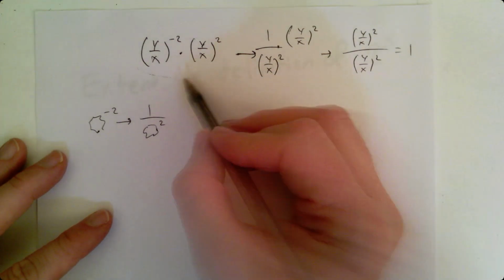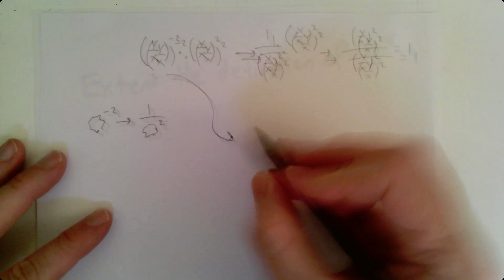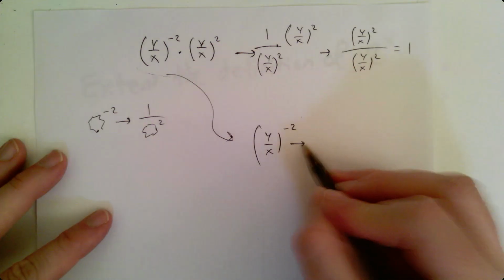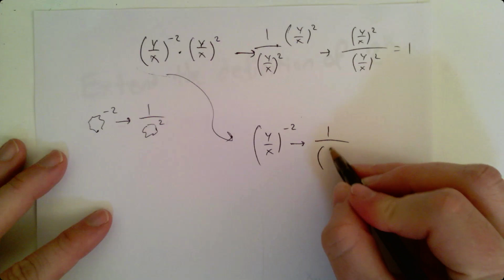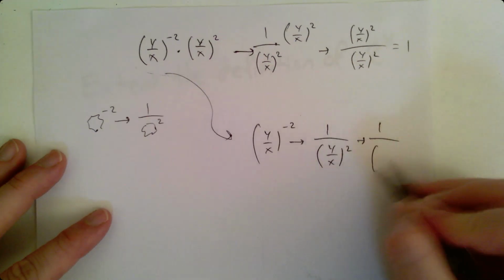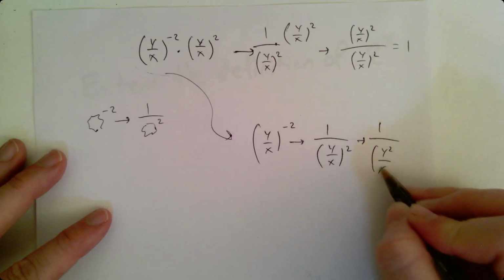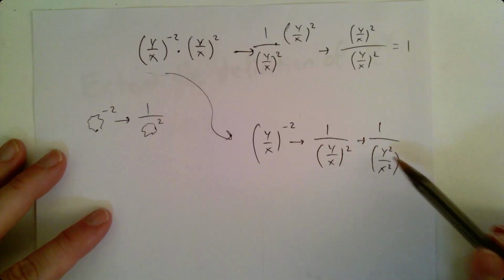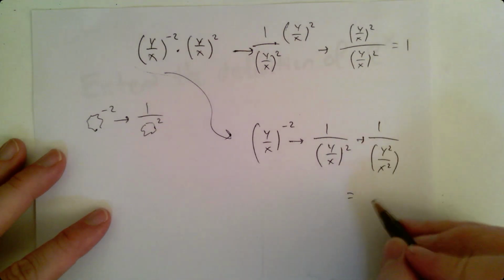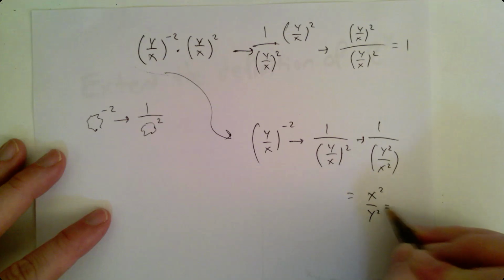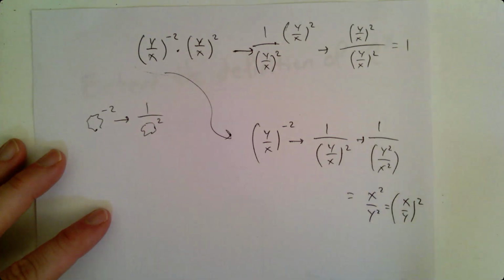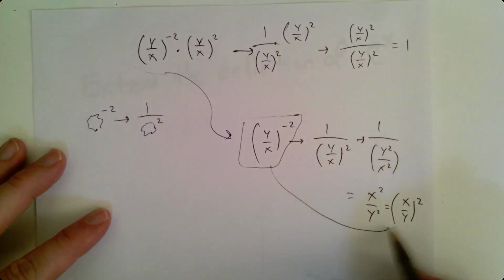Here's another way of thinking about it. Let's just look at the y over x to the negative 2. If I rewrite this according to the definition, it's 1 divided by y over x squared. I can rewrite that as 1 over y squared x squared. Okay, dividing by a fraction is the same thing as multiplying by its reciprocal. So that's the same thing as x squared over y squared, which is the same thing as x over y quantity squared.